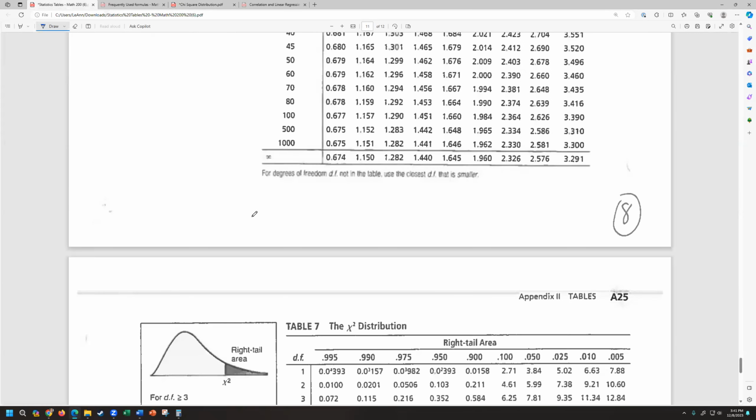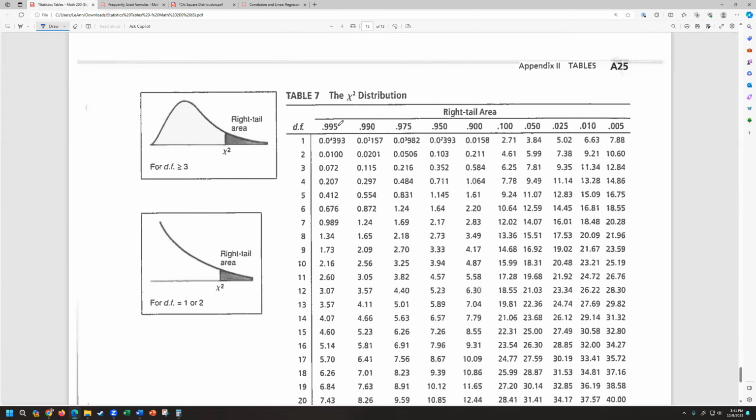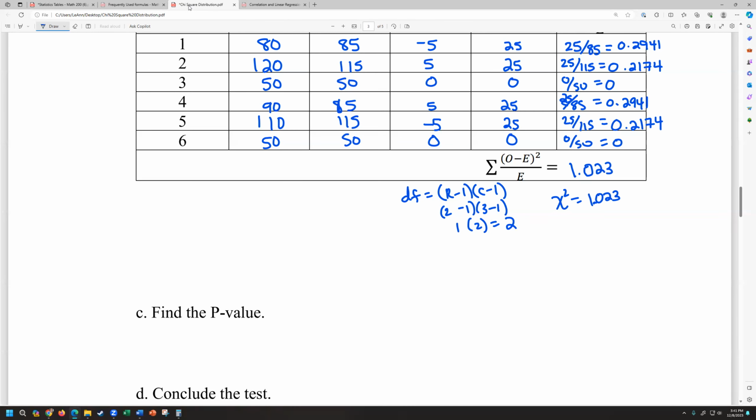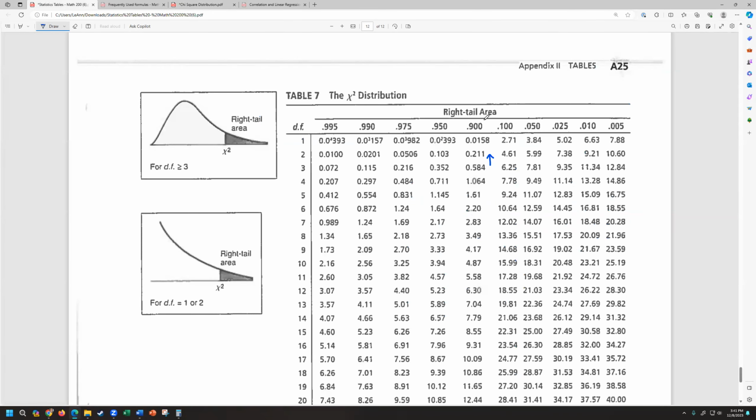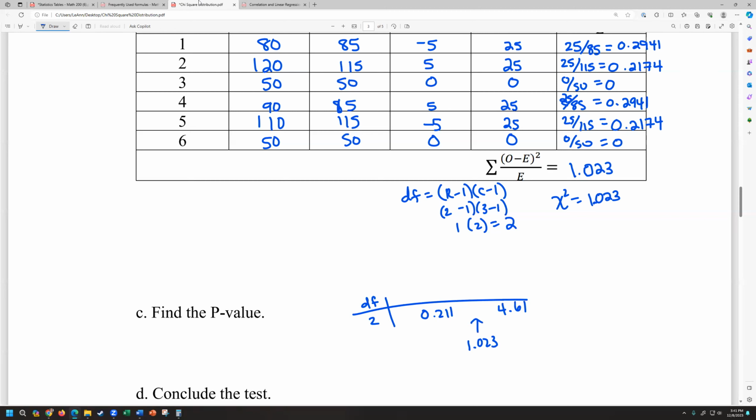We go to the specific table we have for chi-squared. You see the little symbol there. We're going to go to the degrees of freedom row of 2, and we're looking for our value, which was 1.023. We're trying to figure out where that falls. It looks like it falls in between this 0.211 and this 4.61. So I'm going to bring that back over to my notes. Degrees of freedom, row 2, at 0.211. And then I had 4.61. My test statistic is somewhere in between there. And those probabilities associated with those specific spots were 90% and 10%. So it's a big range.